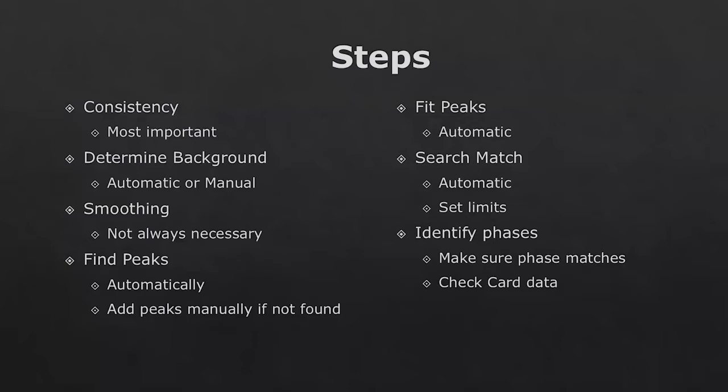After everything's smooth, then we're going to go ahead and actually find the peaks. We'll do an automatic search for the peaks. Sometimes it doesn't work. It will pick up most of the major peaks. Some of the smaller minor peaks or peaks that overlap, you may have to add in manually, so I'll show you how to do that. Then we're going to go through a peak fitting solution after we find the peaks and we've added all the ones that we think are there. And then we'll do our search match, and then finally go to identify the phases from that search match.